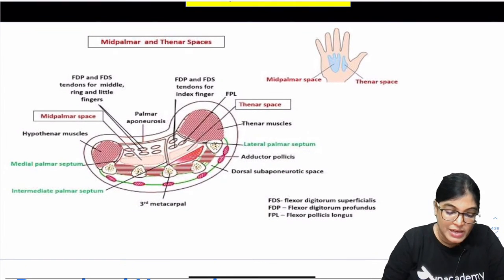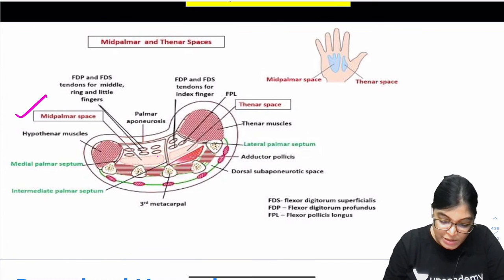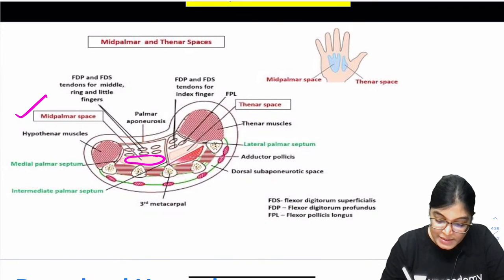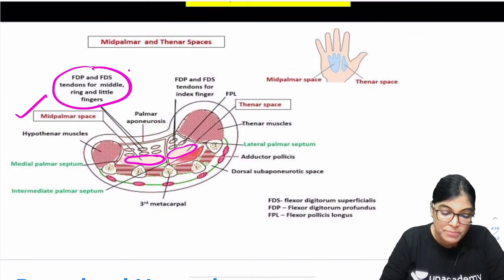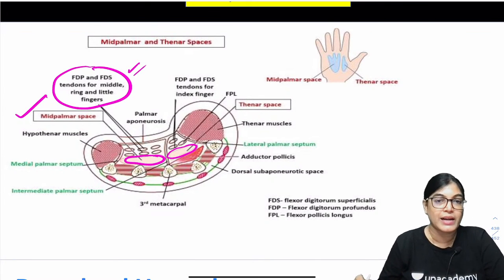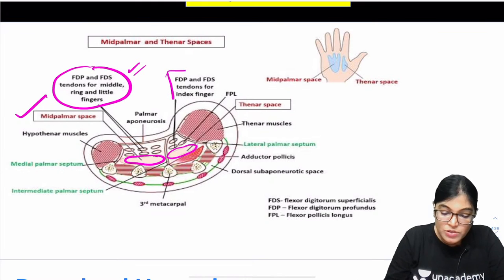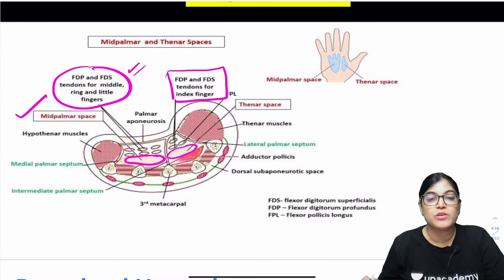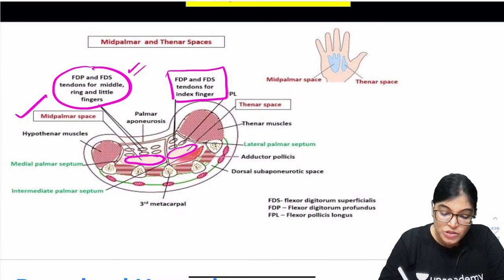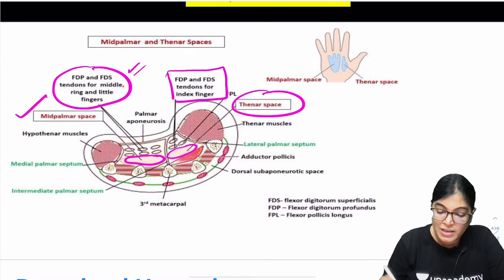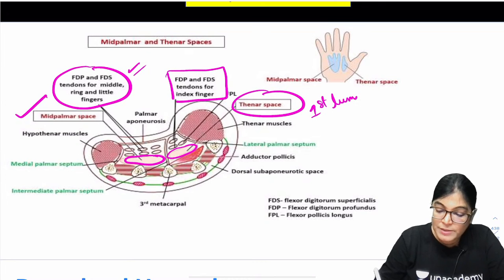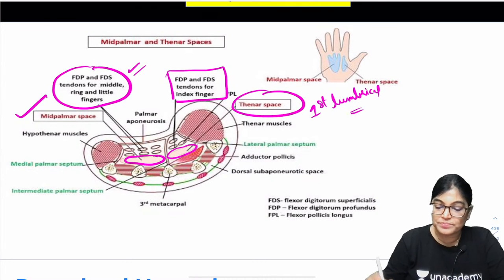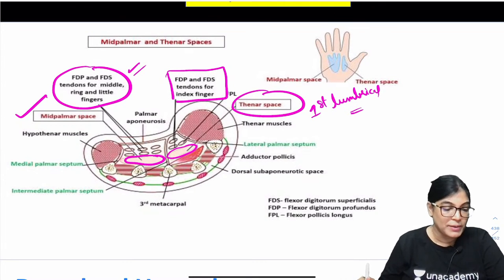See here, this diagram is showing you mid palmar space. This is mid palmar space and this is the thenar space. So you can see here in the mid palmar space, tendons for the middle, little and ring finger lie, not for index finger. So the tendon of flexor digitorum profundus for the index finger is lying in the thenar space. So that means the first lumbrical will lie here because it arises from the tendon of FDP index finger.